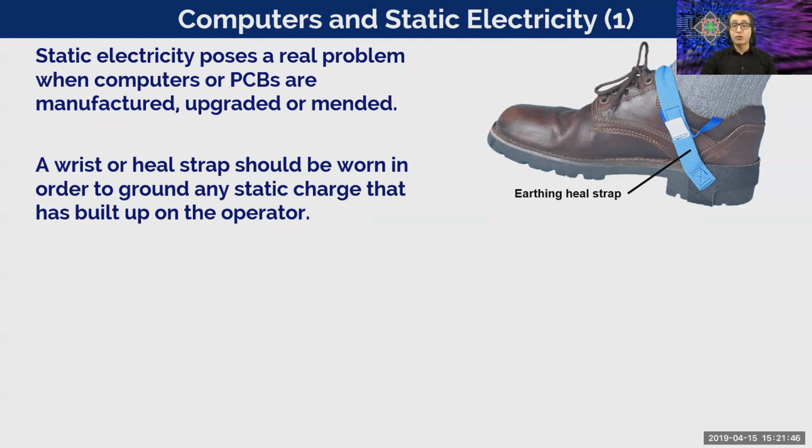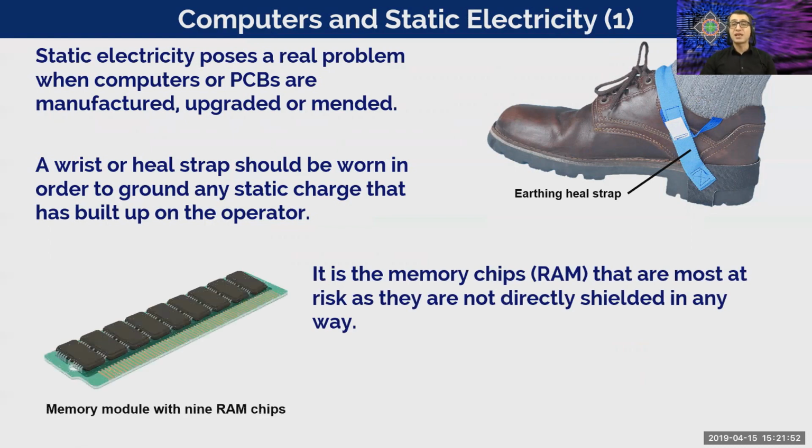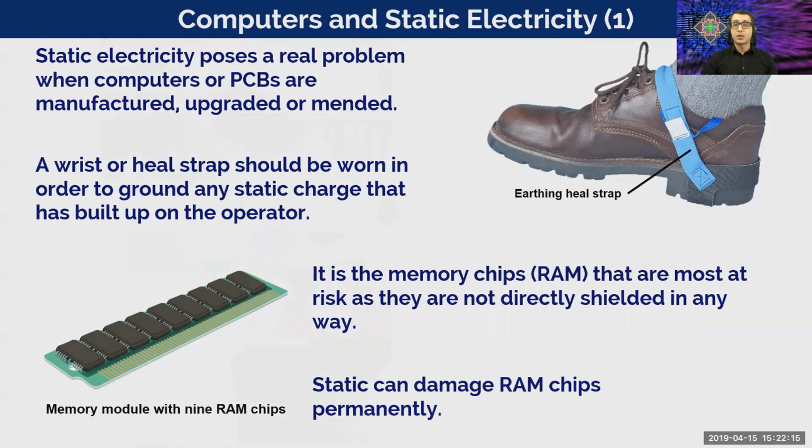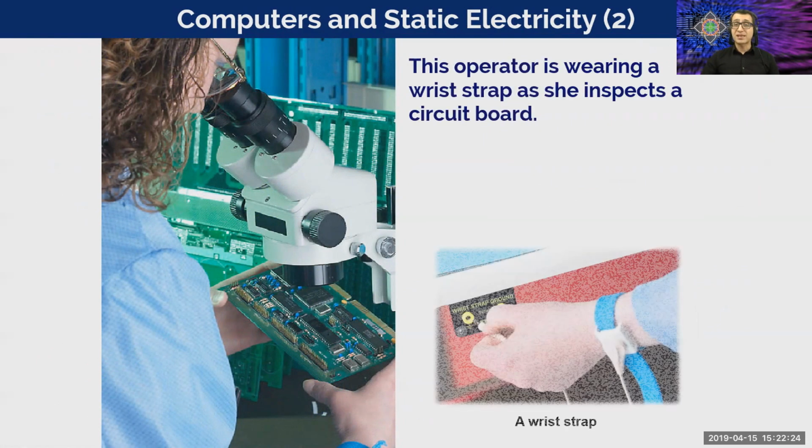Now, again, it's typically the memory or RAM chips within these devices which are most at risk because they're not directly shielded in any way. So static discharges can damage RAM chips permanently. So those of you who work on electrical devices, particularly sensitive printed circuit boards in laptops or phones, you should be wearing these static wristbands around your wrists or around your ankles to protect against that kind of damage to your equipment. So this operator that you see here in this photograph is wearing a wrist strap as she inspects this circuit board, which is grounded in this manner.